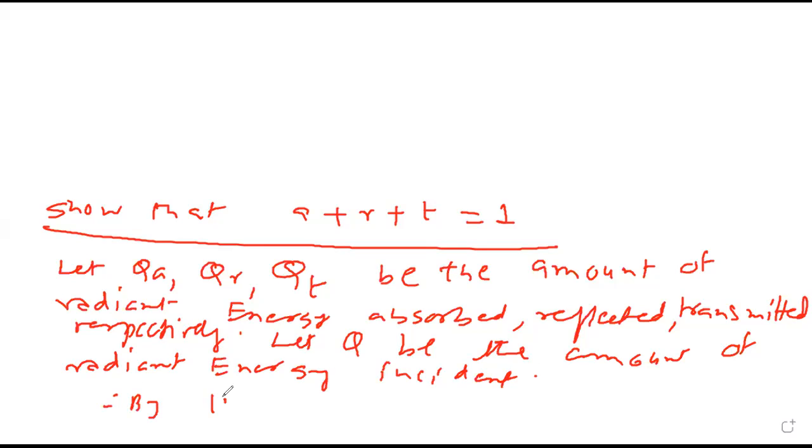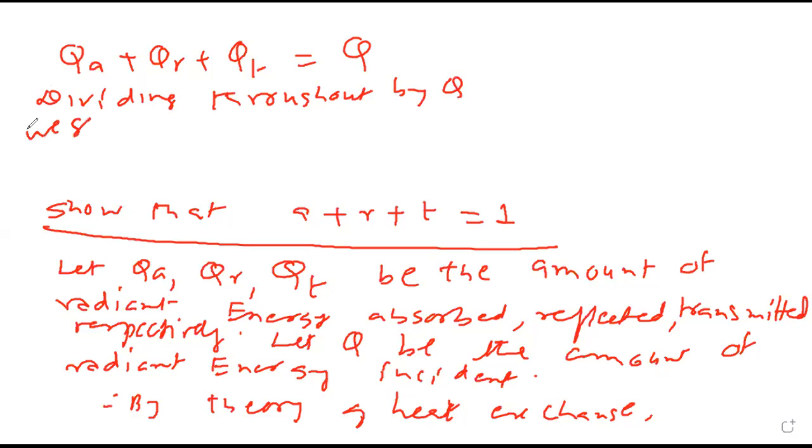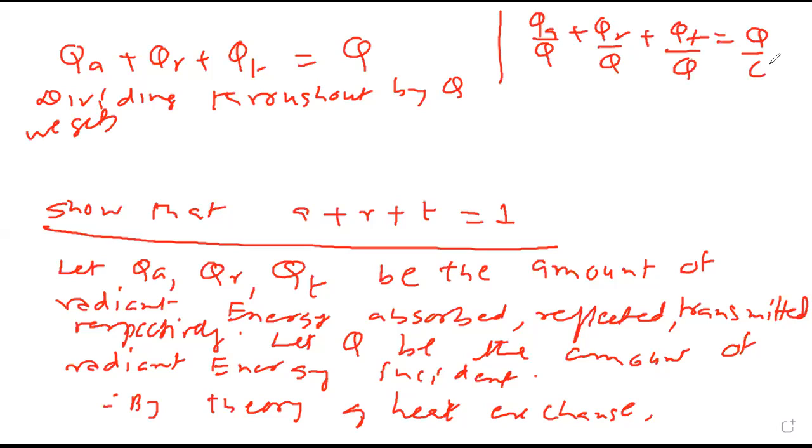So by the theory of heat exchange, heat exchange means heat is lost by one body and gained by another body, we can say total heat Q is the sum of QA, QR, QT. Dividing throughout by Q, we get QA upon Q plus QR upon Q plus QT upon Q equals Q upon Q. QA upon Q is A, QR upon Q is R, QT upon Q is T, so A plus R plus T equals 1. Just check whether you have followed this also.